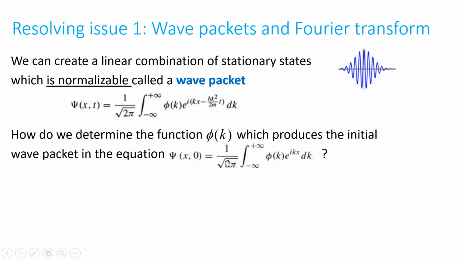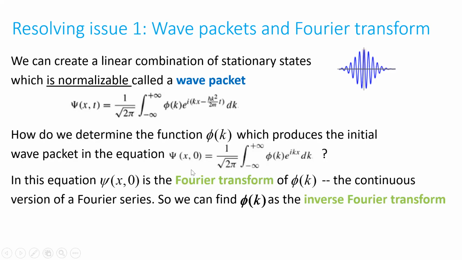And this equation here is this equation up here, just with t equals 0 plugged in. So with t equals 0 plugged in, this term disappears, and under the integral we just get phi k e to the i kx. So in this equation, psi of x, 0 is called the Fourier transform of phi k. Okay, that's just a definition. And it's the continuous version of a Fourier series.